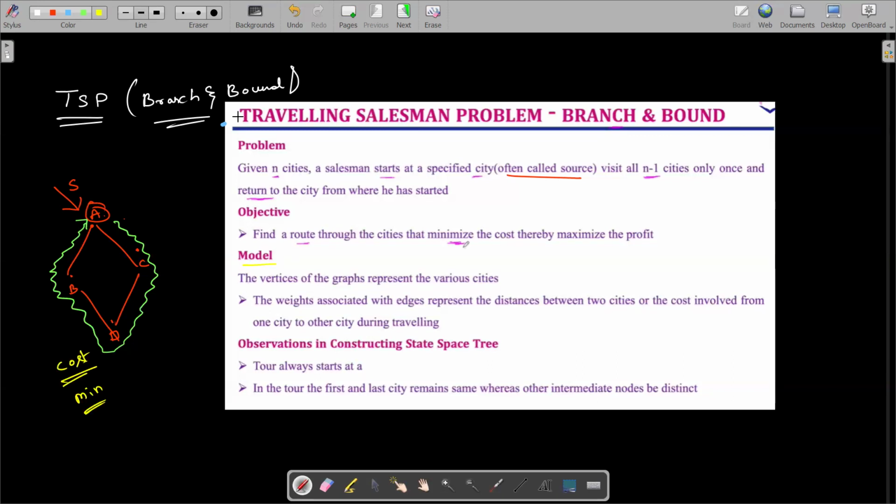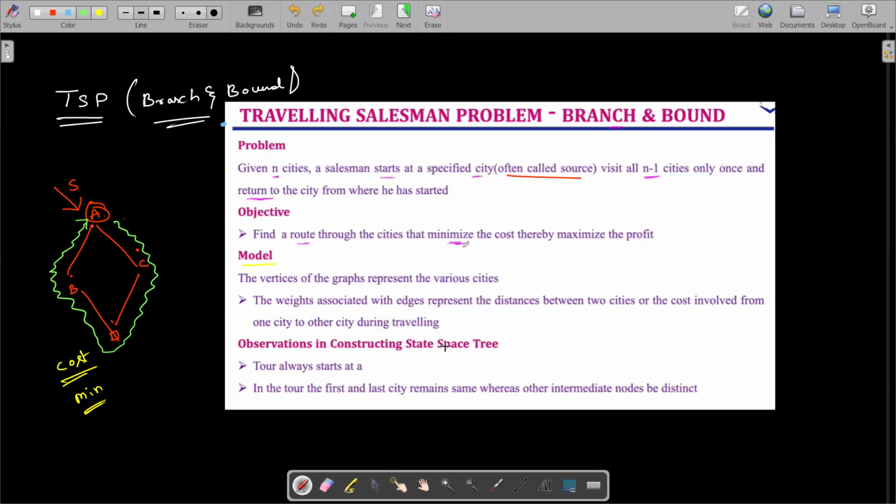Now the model. The vertices of the graph represent the various cities, as I showed you already. The weights associated with edges represent the distance between two cities, nothing but this one, A to C. This is the edge. It is the cost involved in traveling from one city to another city.